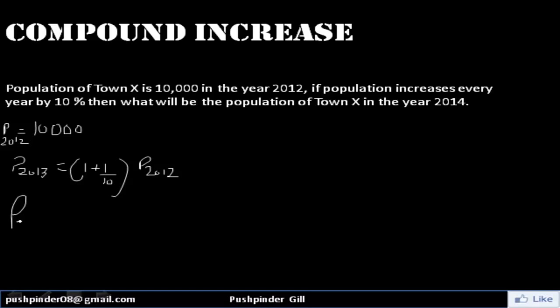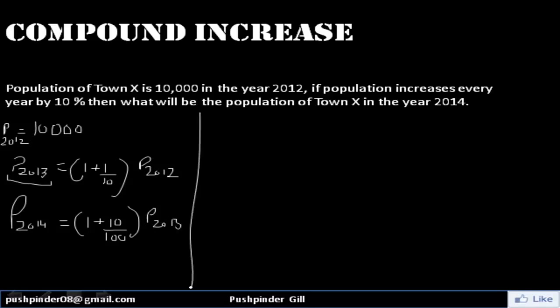Similarly, if I want to calculate the population of 2014, again this value will increase by 10% and I get my answer to be 1 plus 10 by 100 into P of 2013, right? So I hope everyone understood there. I just did some simple steps: every year the population increases by 10%. That means every year the population gets multiplied by this number over here, right?